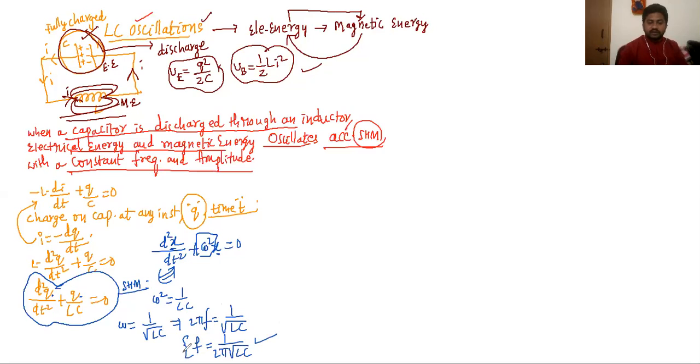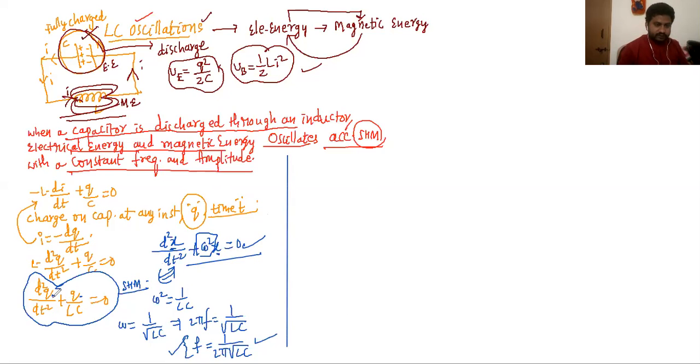Okay, so what is the resonance frequency formula? This one, right? f is equal to 1 by 2 pi into square root of LC. That's the resonance frequency. Okay. Now, all right. So what we have concluded is that the oscillating charge will make a simple harmonic motion. So this is analogous to the mechanical simple harmonic motion equation.